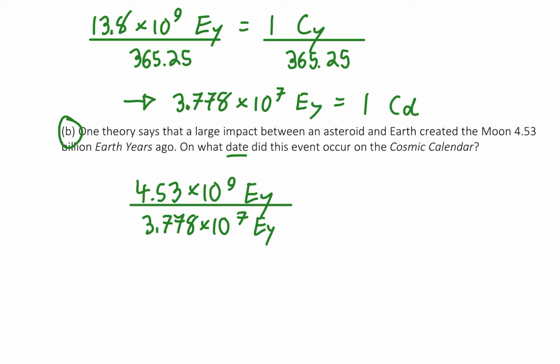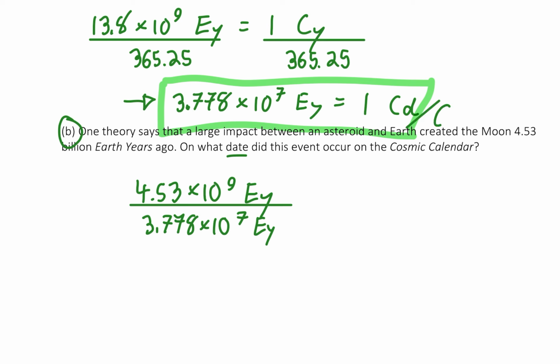Now, here's the cool thing about conversion factors. Before, I wrote it as an equation, but you can rewrite it as a conversion factor by just dividing both sides by none other than CD. Of course, that would cancel on the right-hand side. We have to do the same thing to both sides of the equation. And then we just have that 3.778 times 10 to the 7 EY over CD just equals 1. Well, you can always multiply any equation by 1. It doesn't change anything. So that means that it is our conversion factor.